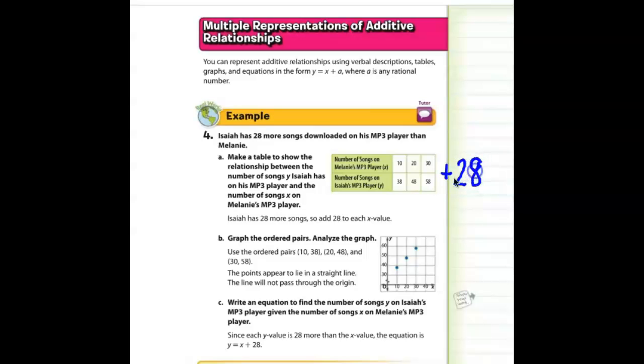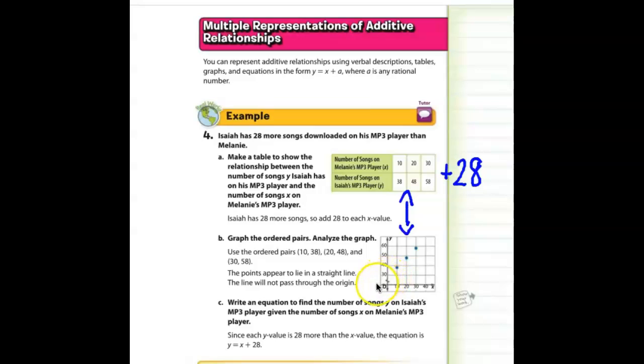So this is showing this in the table. Now, when we graph it, you'll notice 10, and you're going to go up to 38, which is right below the 40. Then if we look at 20, it's 48, right below the 50. If we look at 30, it's 58, right below the 60. So this is how this table is represented as a graph. These are representing the same data. We graphed all of those points, and this is what that looks like.